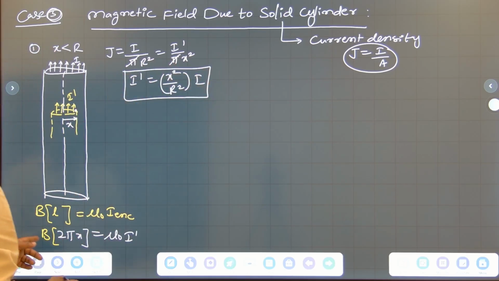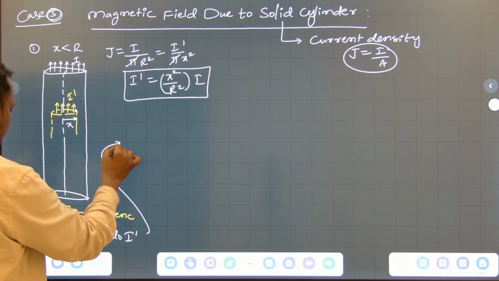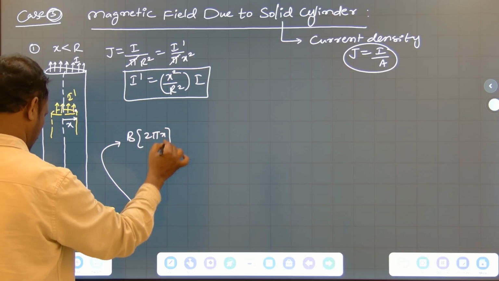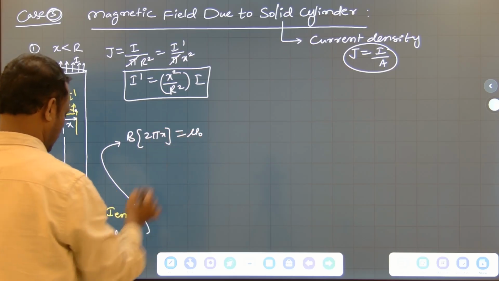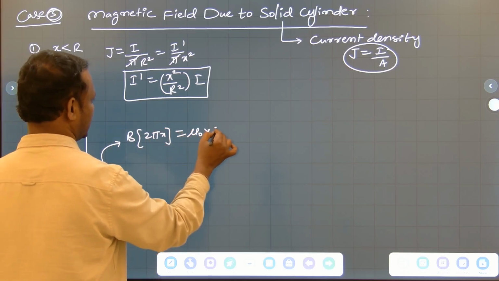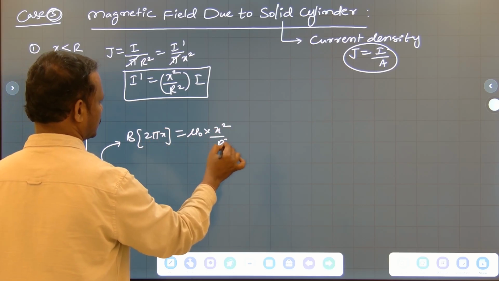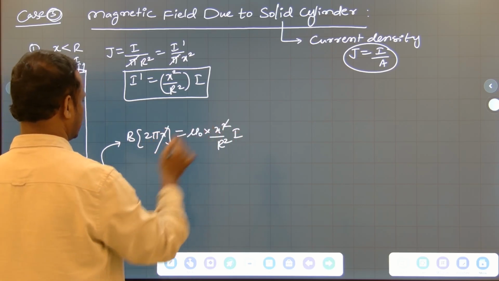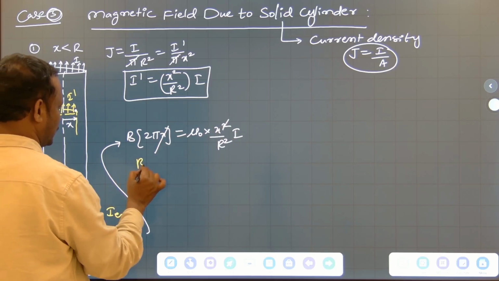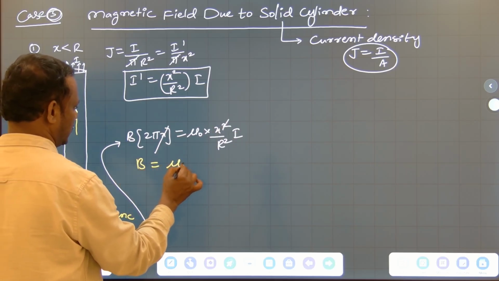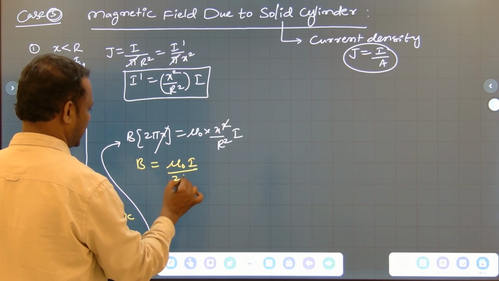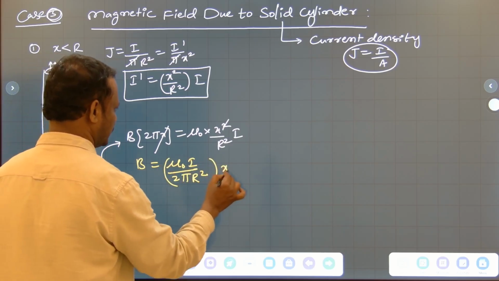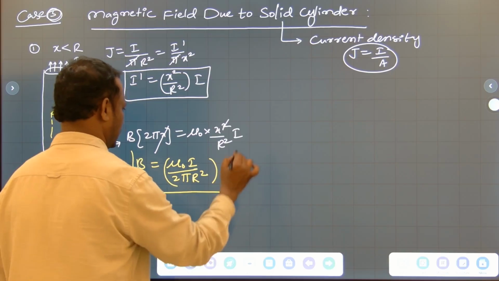Now we can write from here: B into 2 pi X is equal to mu naught times I dash, which is X square by R square into I. X and X cancel, then B is equal to mu naught I by 2 pi R square into X, which is a very, very important relation.